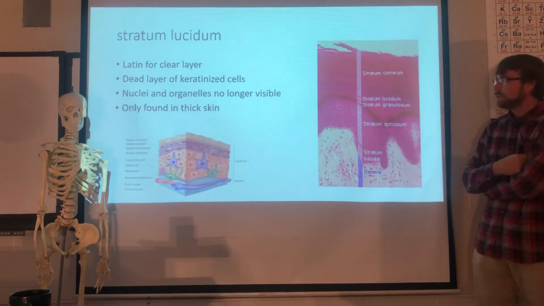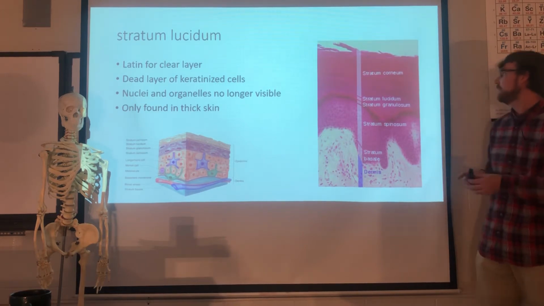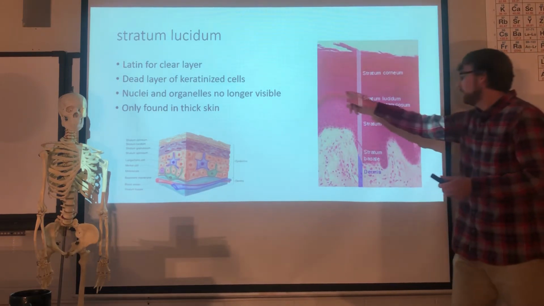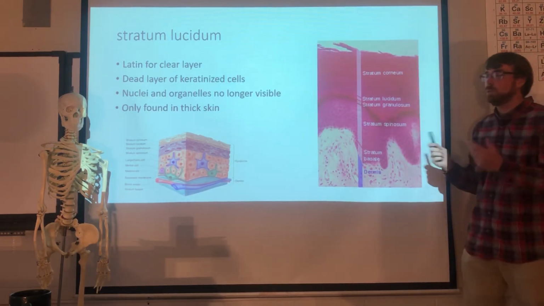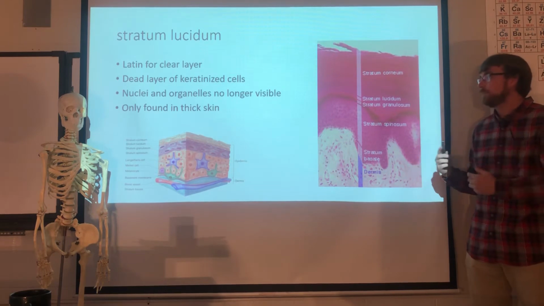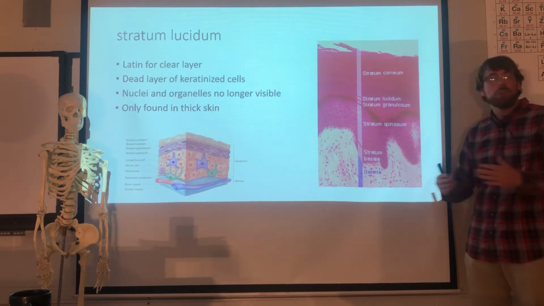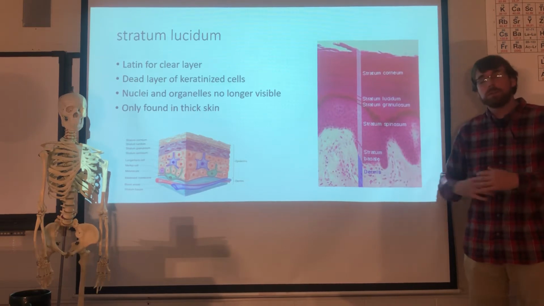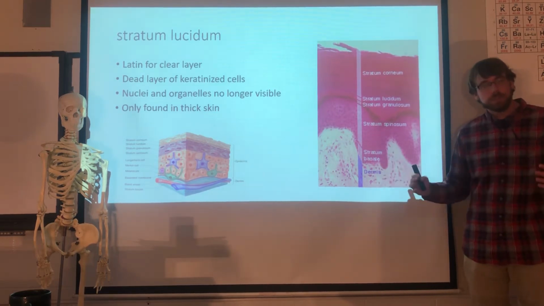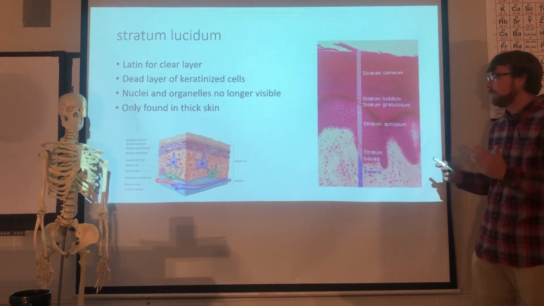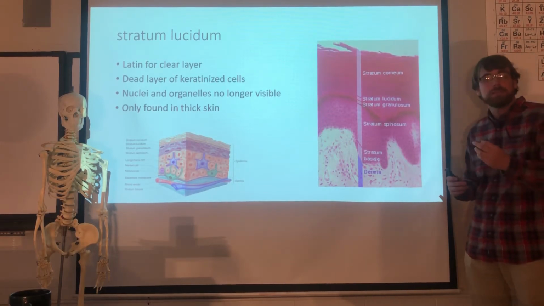The stratum lucidum is another layer of dead keratinized cells. You can see it is slightly clearer, which is what the name means in Latin. So the nuclei and the organelles are no longer visible. These cells are completely degraded. They are just full of keratin. So this is only found in thick skin. We don't find this layer in thin skin.